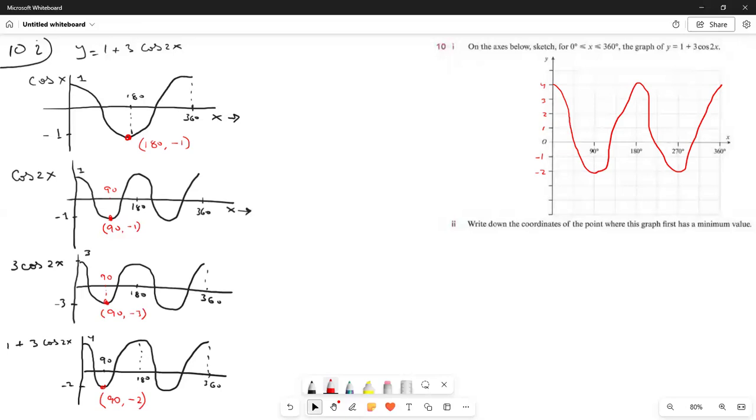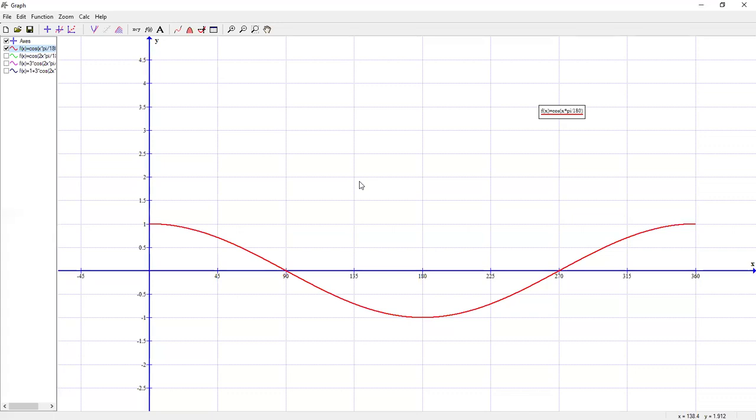Give me a second. Where is the graph? Yes. Okay. So this is the graph of cosine of x. I cannot use my pen over here, but you can see it goes from 0 to 360 degrees, and it goes from +1 to -1.